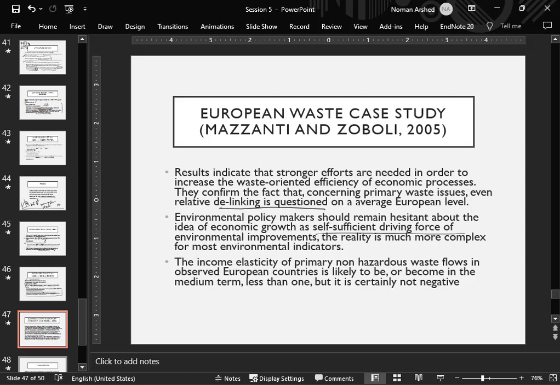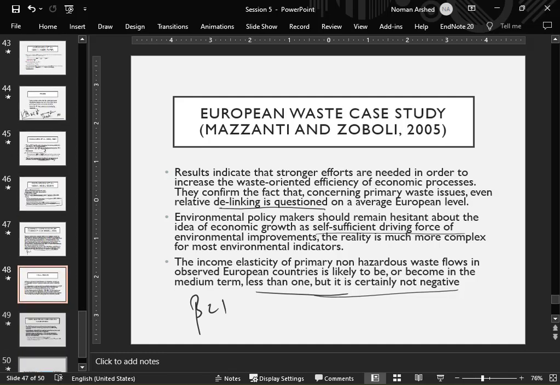The income elasticity of primary non-hazardous waste flows in European countries is likely to become, in the medium term, less than one, but not negative. Meaning gradually they will have a slope less than one, but it will never become negative. It does not seem to go towards that.